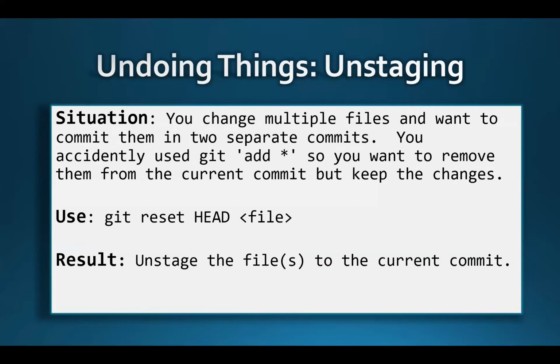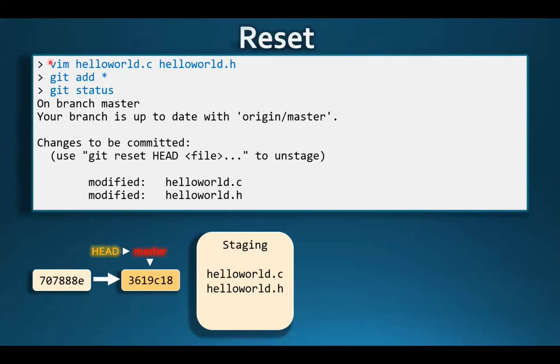A second situation, you change multiple files and want to commit them in two separate commits. You accidentally use git add *, it becomes almost automatic after a while. So you want to remove them from the current commit, but keep the changes. And you're going to use git reset head and the name of the file. And it is used to unstage the files in the current commit. So in this case, we modify hello world.c and hello world.h, and we've added them.